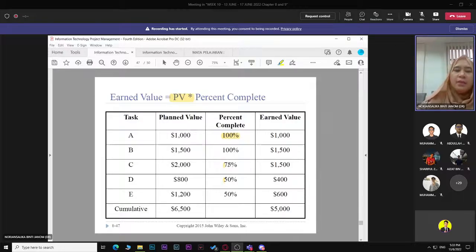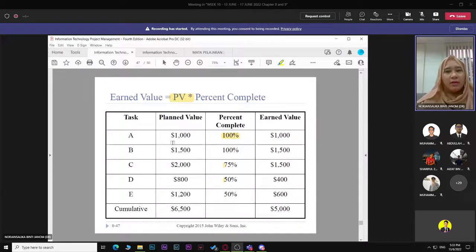But task C, you plan to have about 2,000, but you earn value whatever the actual cost that you got, plan percent complete is only 75%. The another 25% is the value that you lost. So it will be you only manage to get the value of 1,500. Okay, yang lebih 500 ringgit tu tak dapat, tak complete, project tak complete, and you need more extra time. Okay, you need for the task might need extra time to be completed, right?